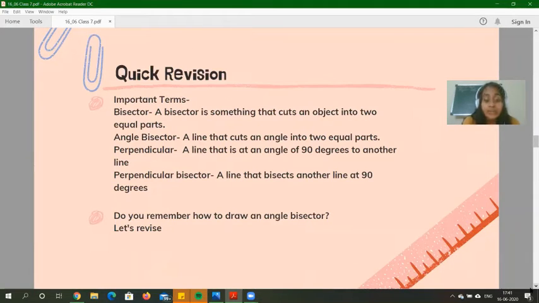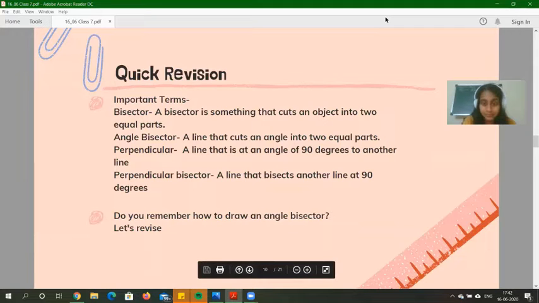Now, a quick revision. In class 6, we studied something called a bisector. What is a bisector? एक bisector क्या होता है? A bisector is something that cuts an object into two equal parts. Bisector वो होता है जो कोई भी चीज को दो equal part में काटता है, ठीक है? And what is an angle bisector? An angle bisector is a line that cuts an angle into two equal parts. We've studied this in our last class.